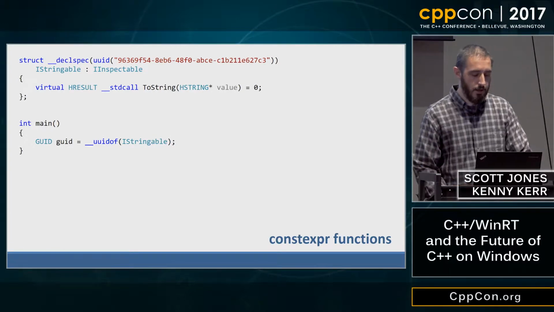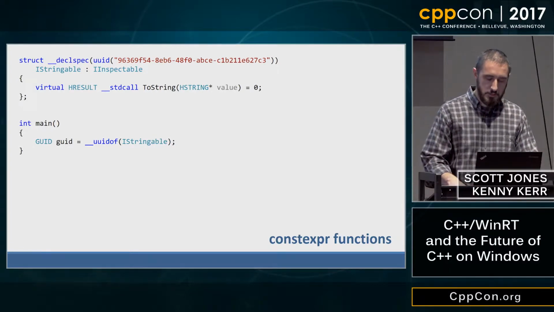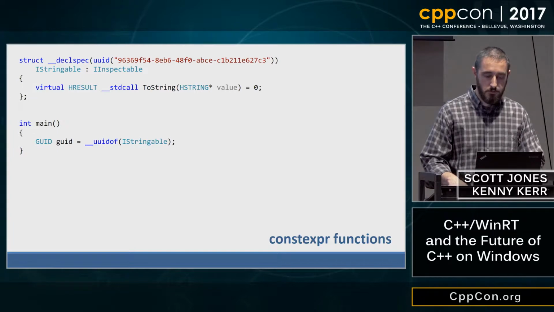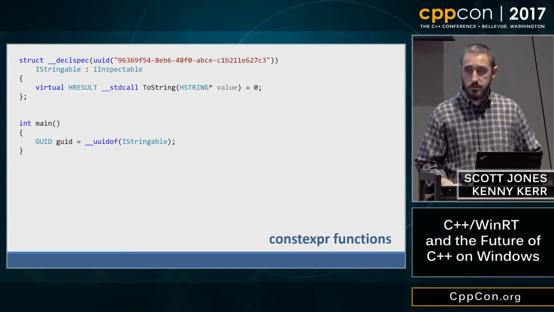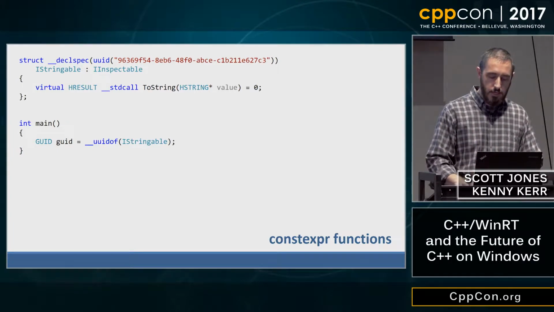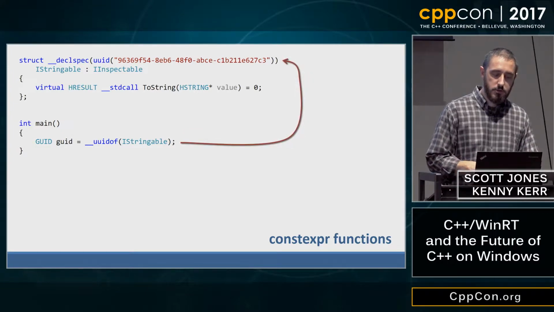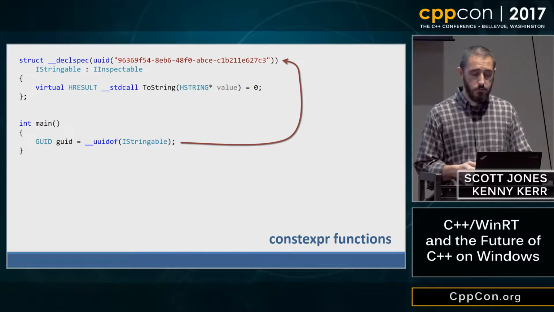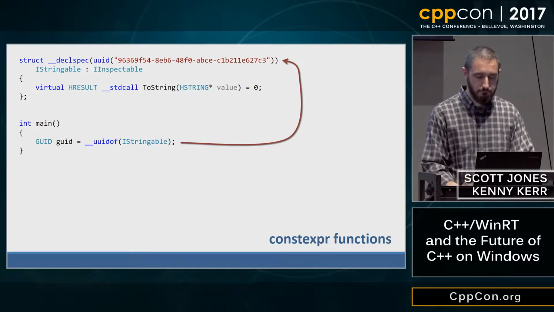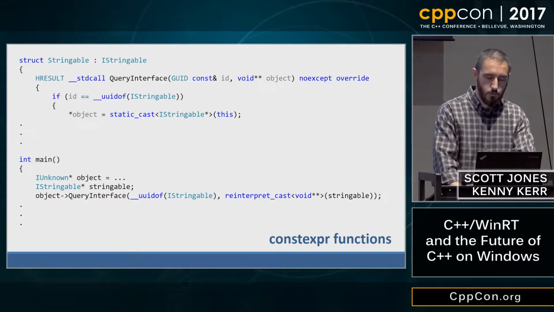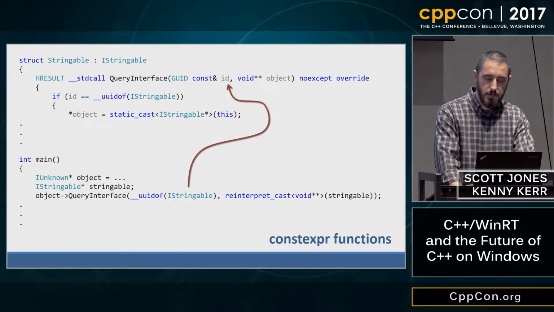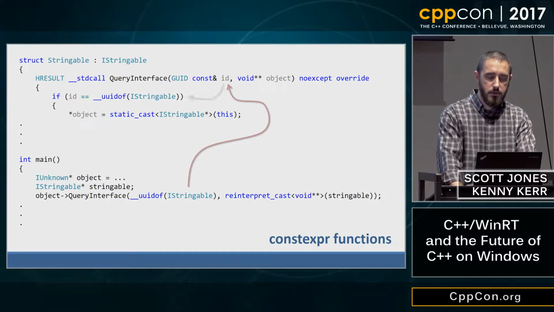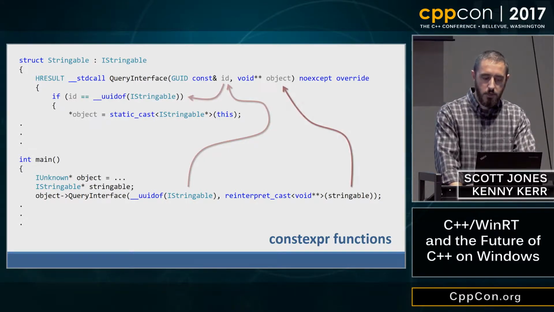So another example of how the Windows operating system has made life difficult for C++ developers is with GUIDs. We have these GUIDs that are associated with interfaces, and we've added these extensions for years where you can associate that GUID with that interface, IStringable, and then you can look it up later on with the uuidof keyword. The way this works is essentially a caller in the main function might say, I'm looking for this interface. It gets passed to the implementation, which does the check and possibly returns it using that out parameter.